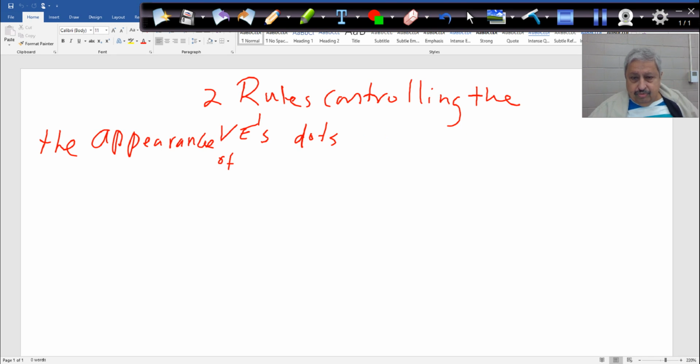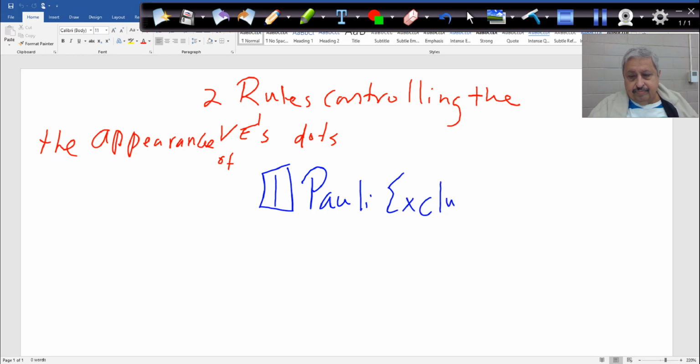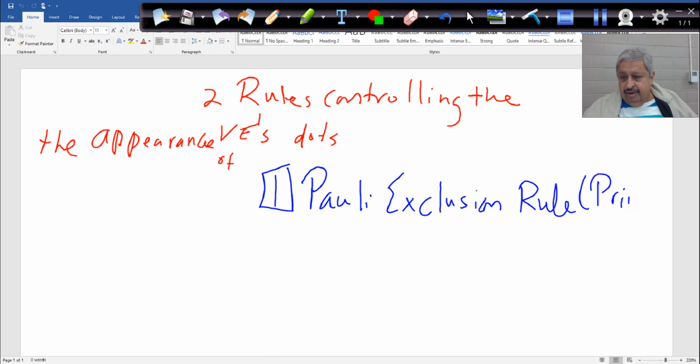Well, the first one is called the Pauli exclusion principle. The first rule here is called the Pauli exclusion rule or principle. This Pauli is telling us that each orbital has to have a maximum of 2 valence electrons.